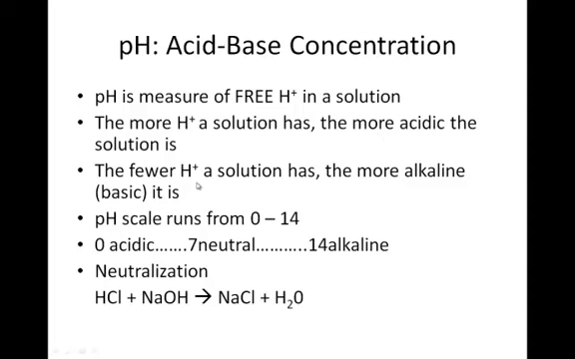The fewer hydrogen ions a solution has, the more alkaline, or the more basic it is. In other words, on the pH scale, the higher the number will be. The pH scale runs from 0 to 14. The lower you are on the pH scale, the more acidic you are. The higher you are, the more alkaline you are. So down here on this pH scale, we're talking lots of free hydrogen ions. Up here, little to no free hydrogen ions. When we're in the middle of the pH scale at 7, you're neutral.